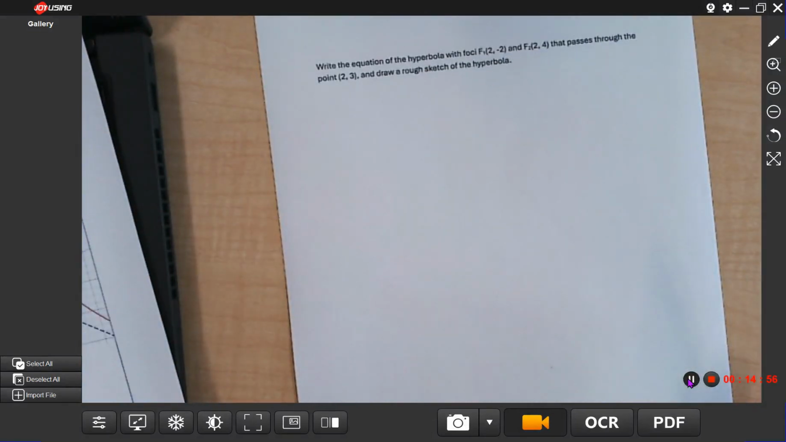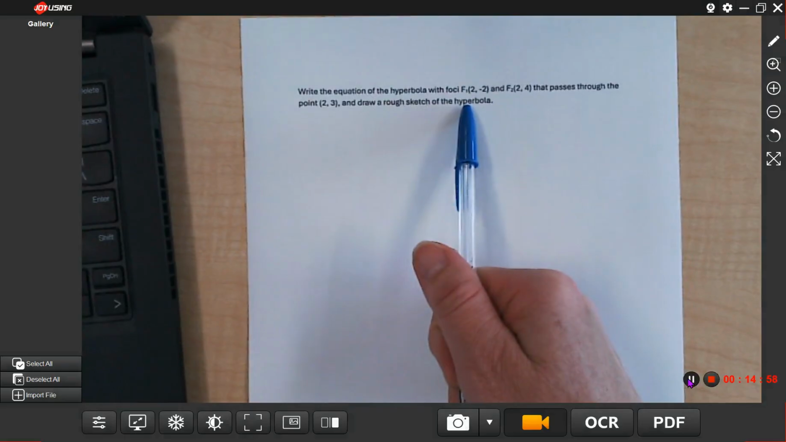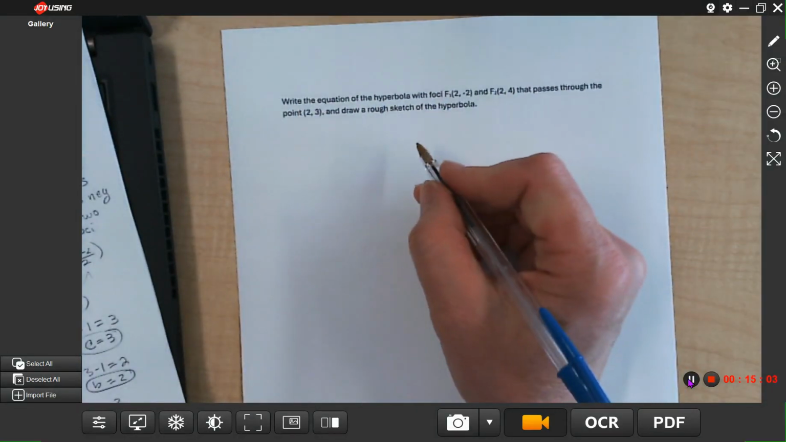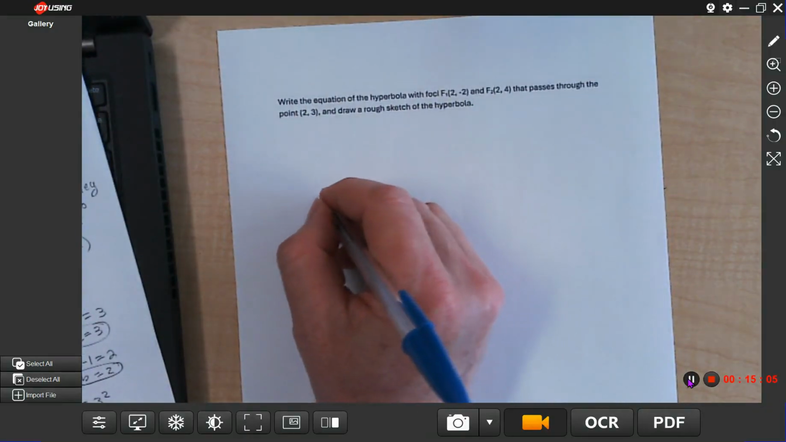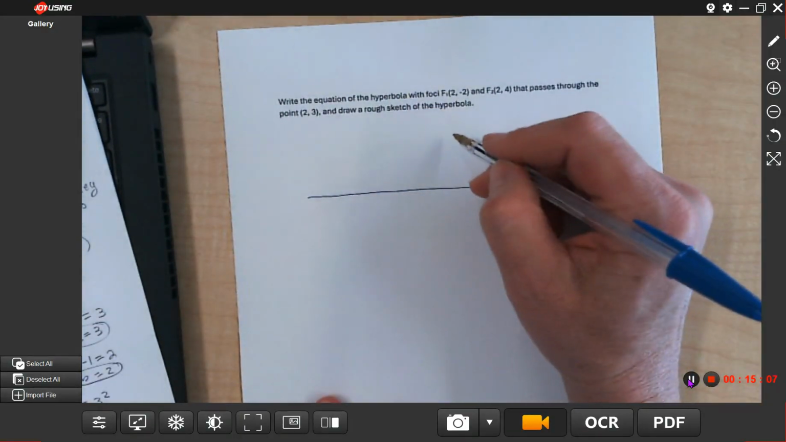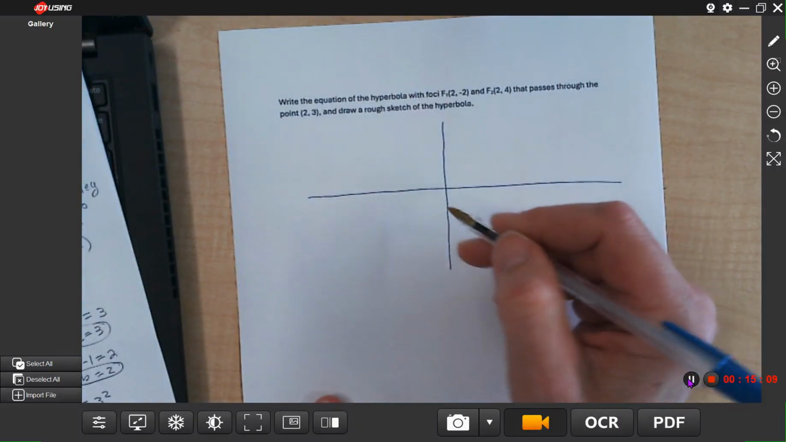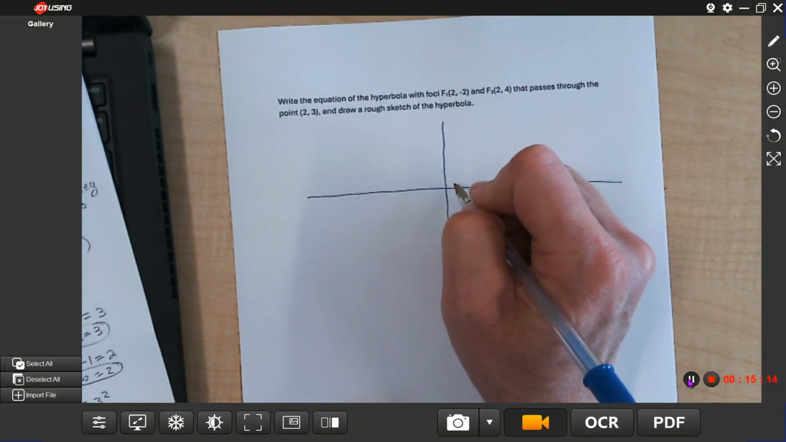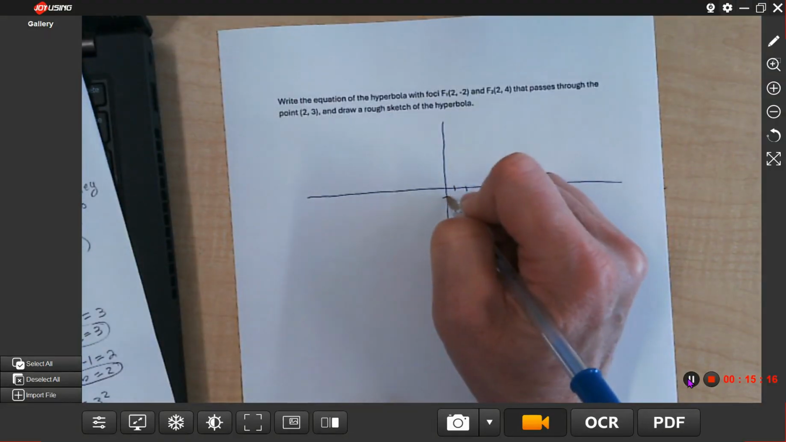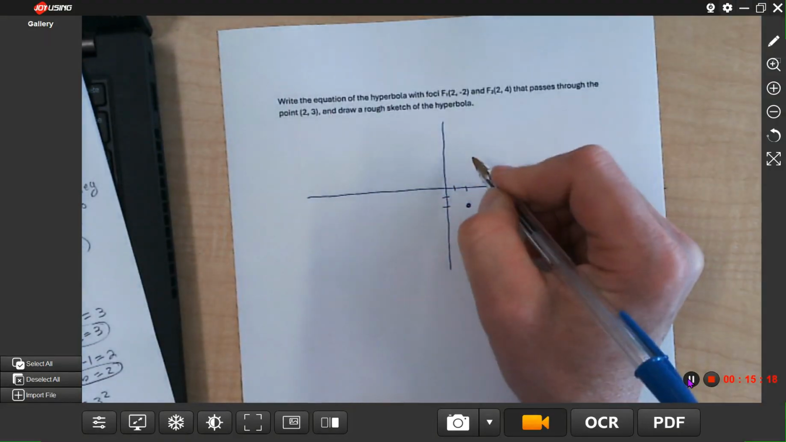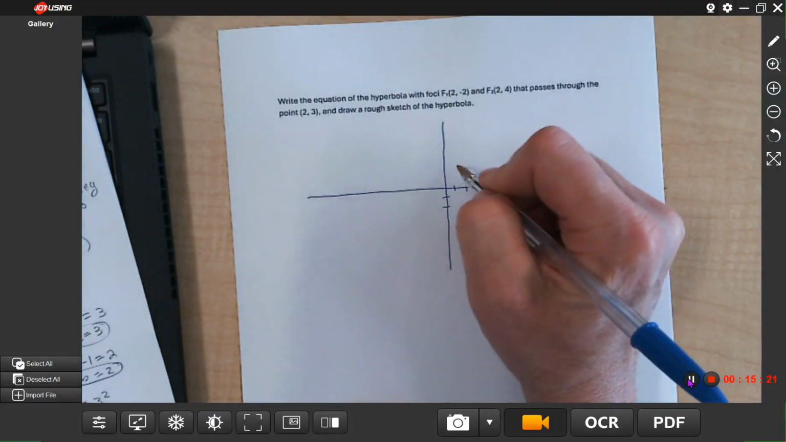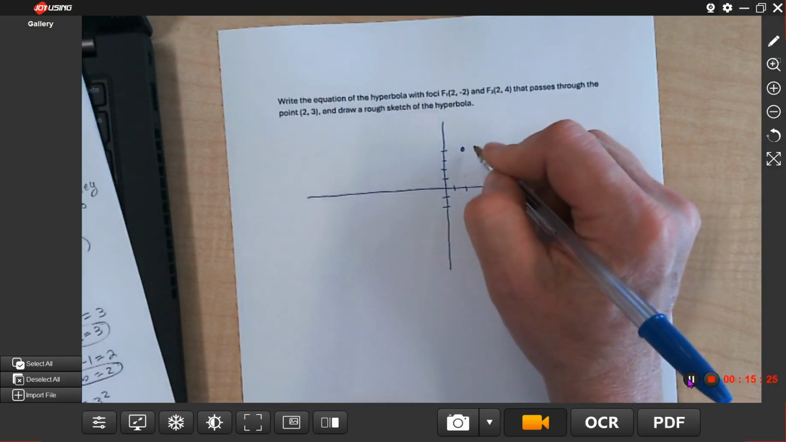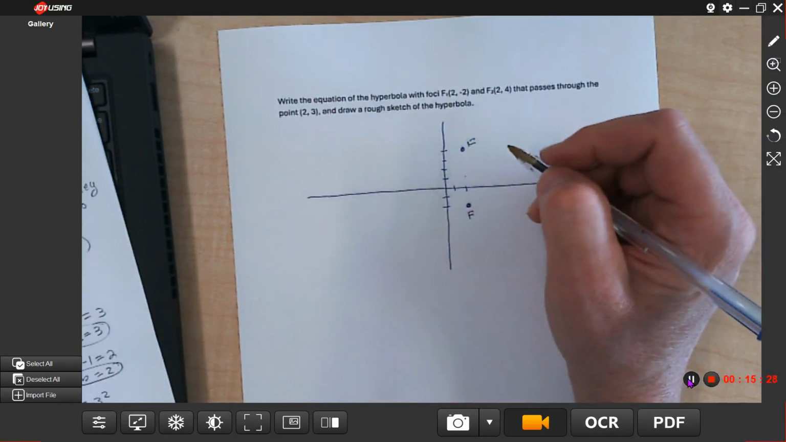Now we need to write the equation of a hyperbola, and we're given both foci and a point. So I'm actually going to start by building a rough sketch with the information that I know. It helps me synthesize it. So I start with the focus. So we have 2, -2, and 2, 4. Okay, so that's the other focus.